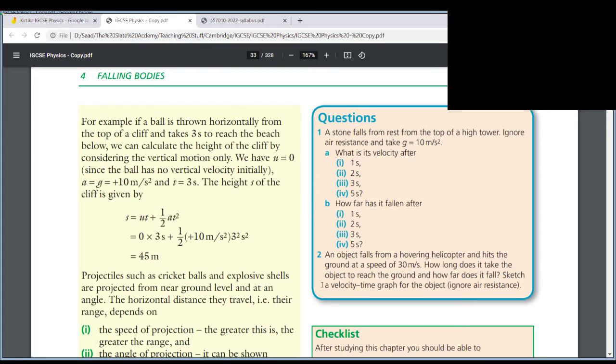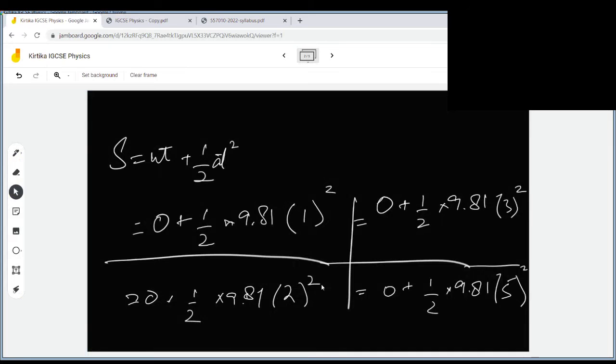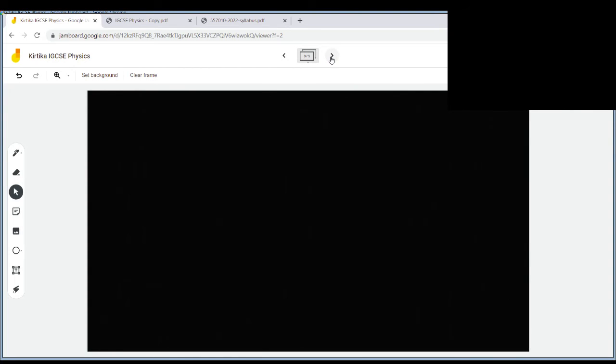So they're asking us the distance and the time, right? How long does it take the object to reach the ground? An object falls from a helicopter. Since we are in the initial few questions, I'll give you another tip. I think I did this last time as well, but I'll repeat it here. Whenever you get a question, the first thing you do is write down what you have to calculate. So here you have to calculate S and you have to calculate T, time.